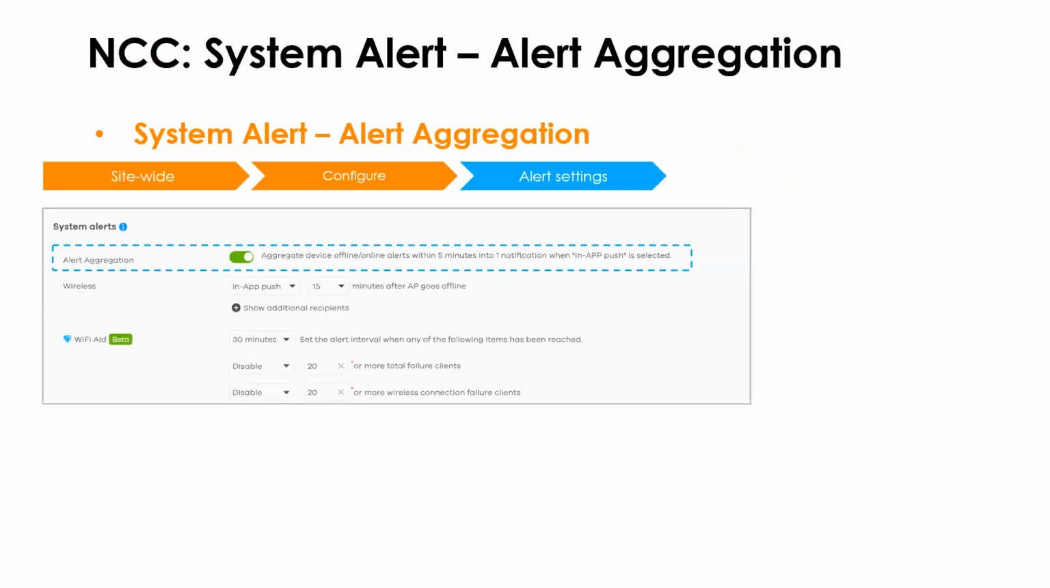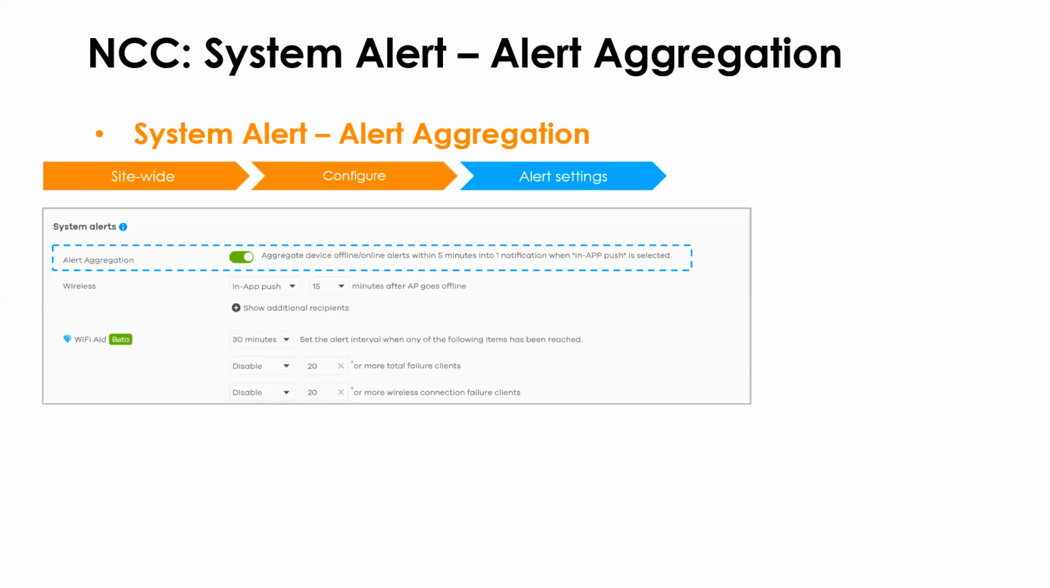Another fairly recent change, I think about a year ago, is the ability to do alert aggregation. So to me at least, one of the more annoying things in Nebula was if you've got it set up to alert you when a device goes offline and the internet goes down, you would get a notification for every device in that organization. So if there were 30 devices in that organization that have lost their internet connectivity, you would get 30 notifications on your phone.